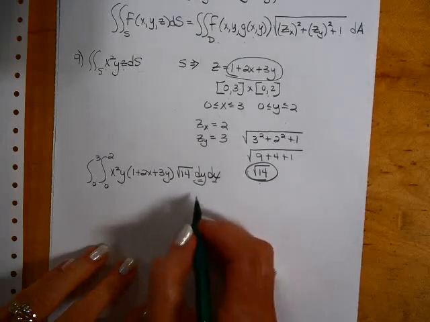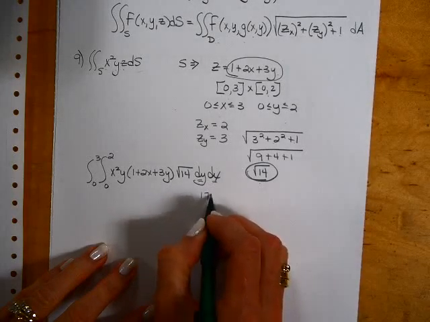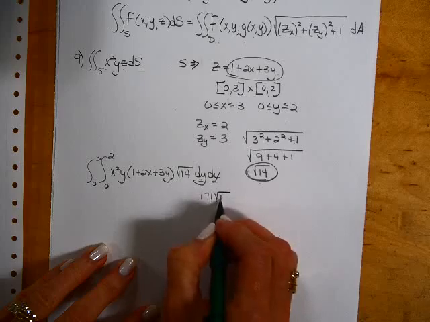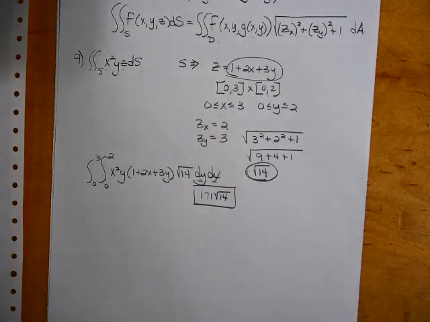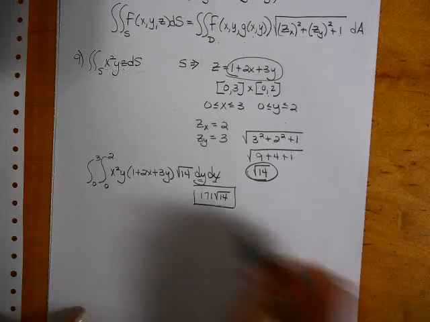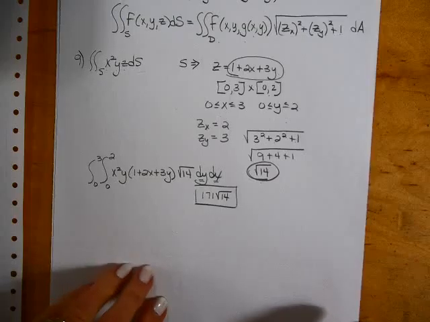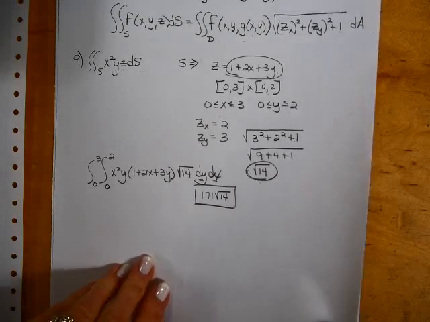Okay, what did you get? 171 square root of 14. Okay, that looks like a nice answer. There's the square root of 14, so it's got to be right. Okay. All right, everybody okay with this?